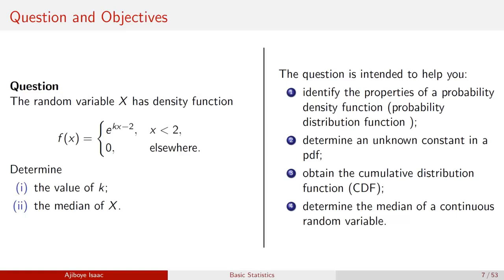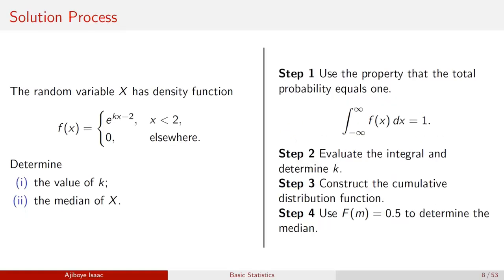Let's take an example. The random variable x has density function f of x equals e raised to power kx minus 2 for x less than 2 and 0 elsewhere. We want to determine the value of k in the function and the median of the random variable x. This question is intended to help you identify properties of a probability density function, determine an unknown constant in a PDF, obtain the cumulative distribution function, and at the same time determine the median of a continuous random variable.